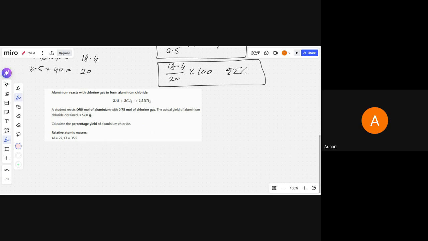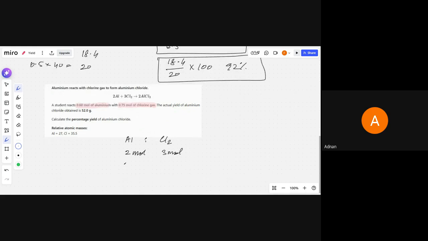Since the moles of both the reactants are changed, we have to find the limiting reactant first, because the limiting reactant is the one that reacts completely, and it controls the yield or the amount of the product produced. So in order to find the limiting reactant, let's compare the moles. We have 2 moles of aluminum from the balanced equation reacting with 3 moles of chlorine. So it's 2 moles to 3 moles.